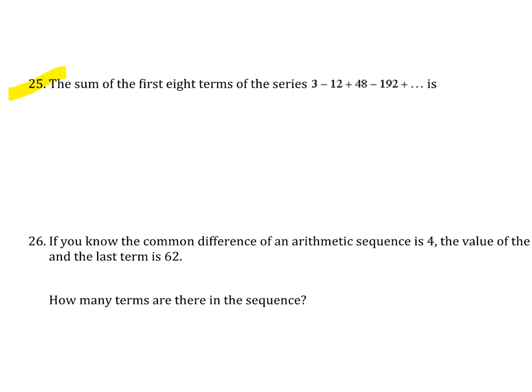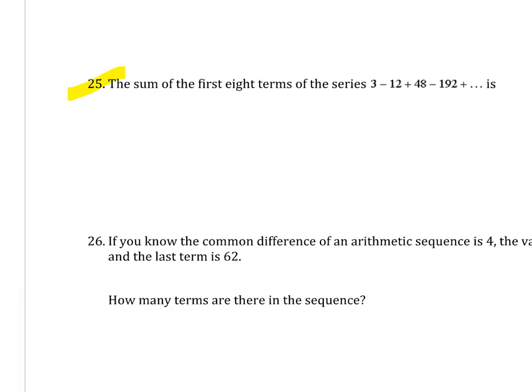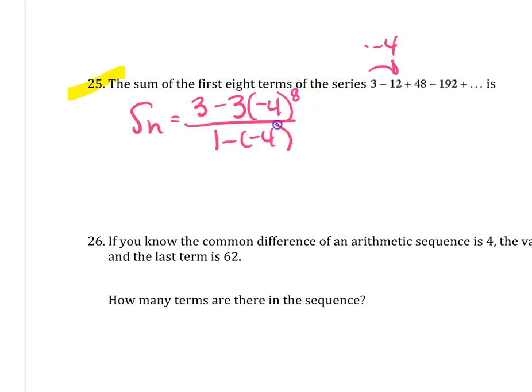The sum of the first 8 terms of the series. This is pretty straightforward. Use your sum formula. Okay, so I'm going to use S sub n equals a sub 1, so that's 3, times our common ratio, which appears to be -4. And it says 8 terms, so n is 8. Done. Plug it in. You'll get this number.